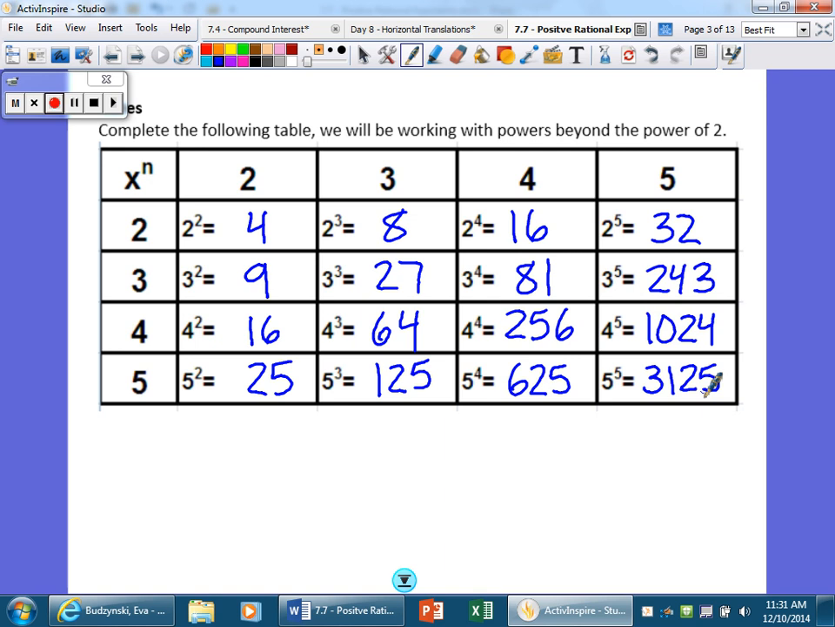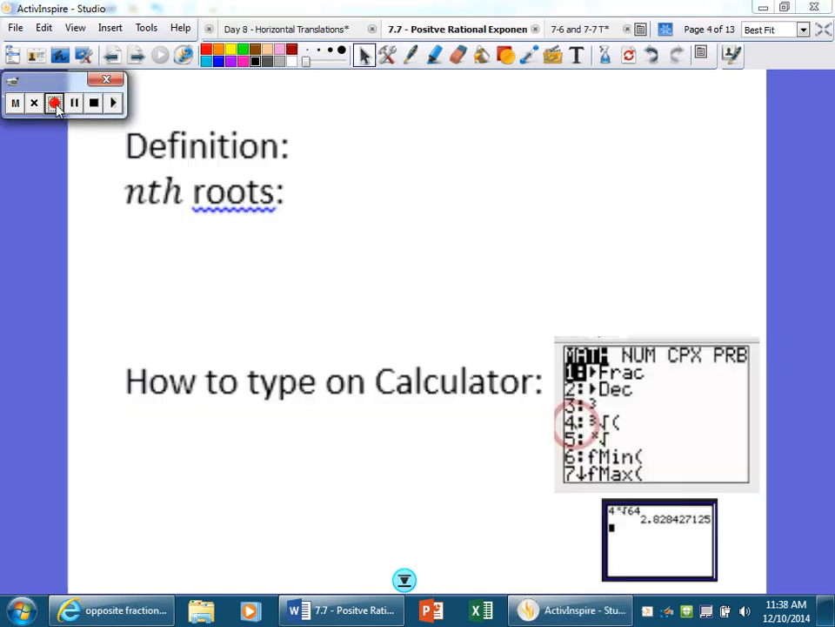Now remember, the same thing works. The square root of 4 is 2. The square root of 9 is 3. So it kind of works backwards as well. Now remember these. The cube root of 8 is 2. So that's going to be the important part here.